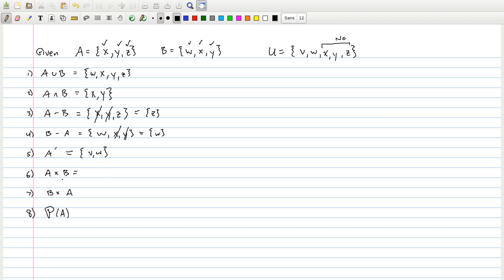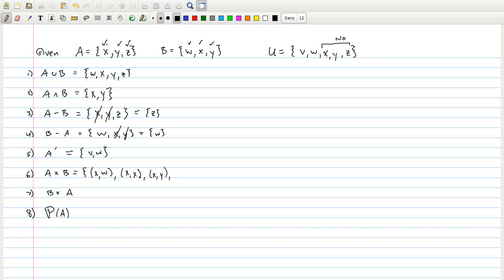The product of A and B. Remember, this is the set of all ordered pairs where the first element in the parentheses comes from A and the second element in the parentheses comes from B. So if we write this out, first, A, if we run through all the elements in A, we have X and Y and Z. So we're going to have ordered pairs. Our first ordered pair starts with X. We're going to pair the element X with W. We're going to pair the element X with X. We're going to pair the element X with Y.